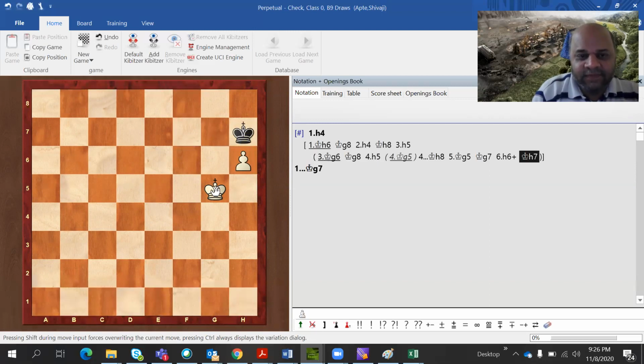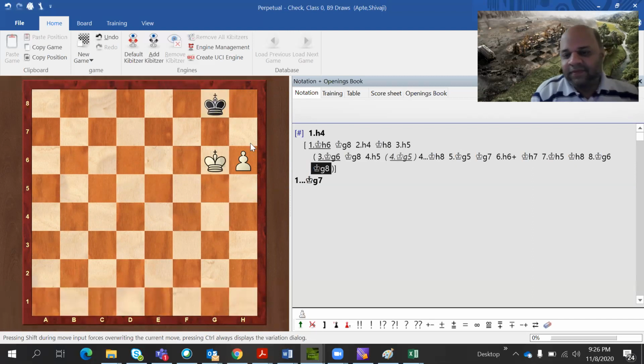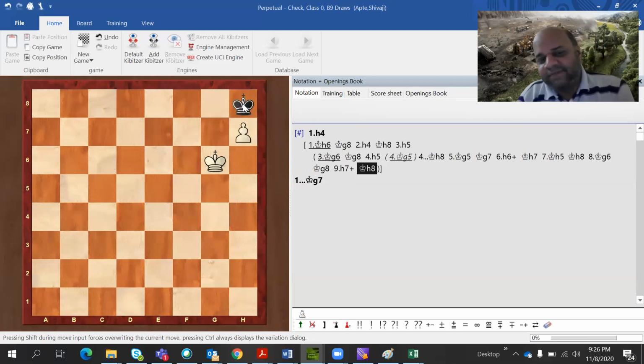Okay. H5. King to H5, king to H8. G6. King to G6, king to G8. Pawn to H7, king to H8, and now it's either a stalemate or a draw. I mean, a draw in any case, either by losing the pawn or giving the stalemate. Right?